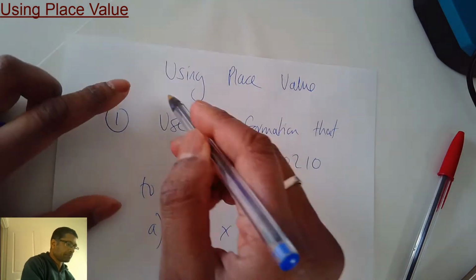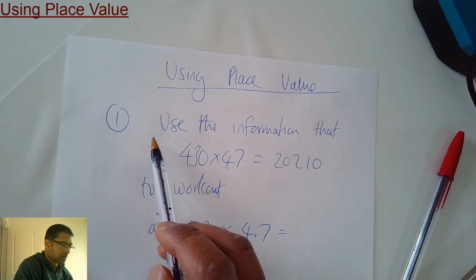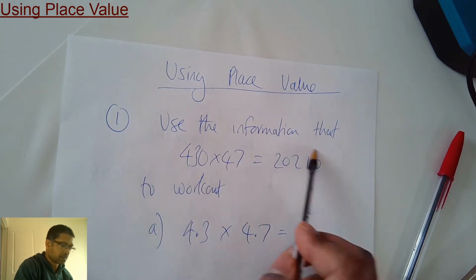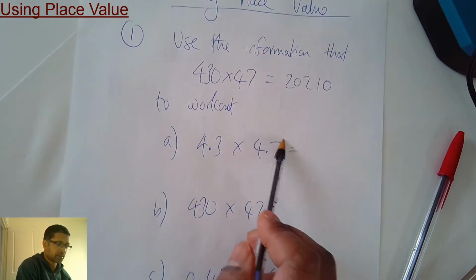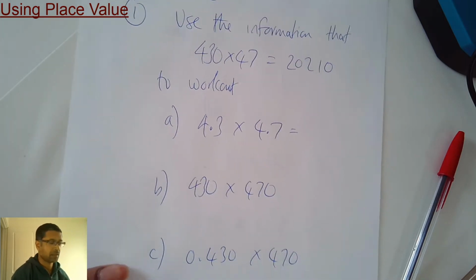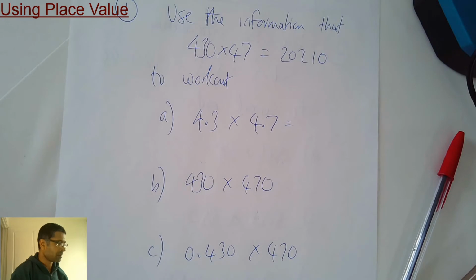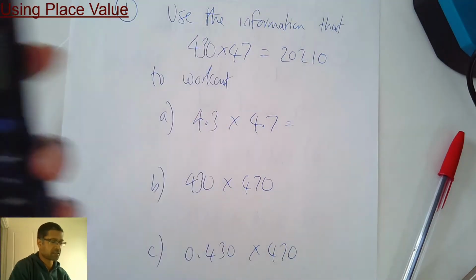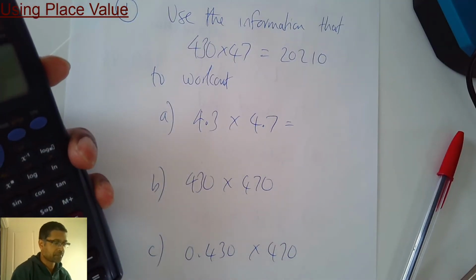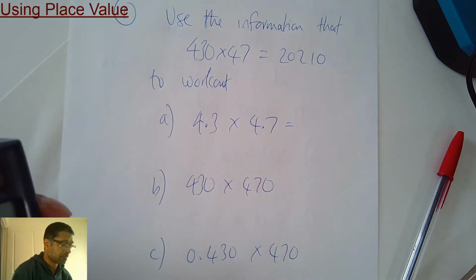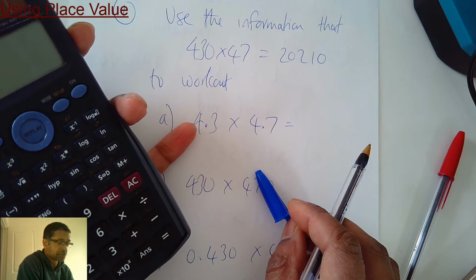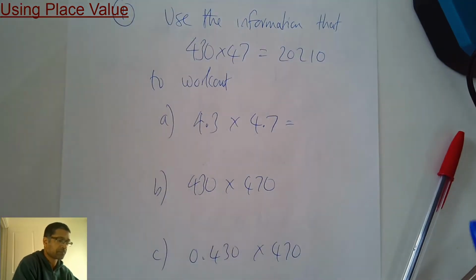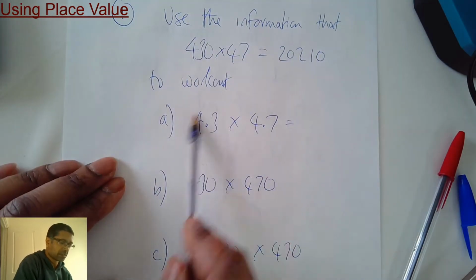Using place value. Use the information that this is a true calculation to work out the answers for these. Now, if you had this for homework, you'd be tempted to use a calculator and just put the answer in straight away. But in the exam, you probably won't be able to do that if this is going to be a non-calculator question. All of these are non-calculator questions. So how do you use this information to get this?